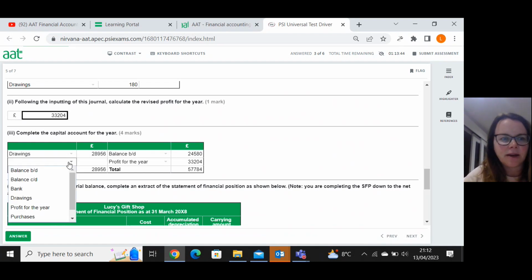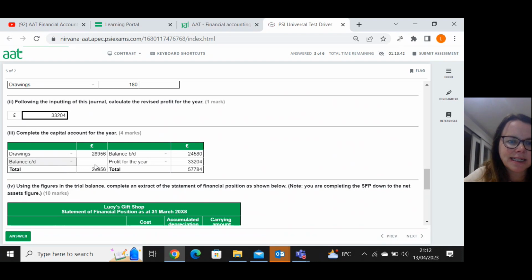And then finally, we can show the balance carried down, which is the 57,784 subtract 28,956, which gives me 28,828 as my closing capital figure, which should incidentally be equal to my net assets, which is all my assets minus all of my liabilities that we discussed previously.